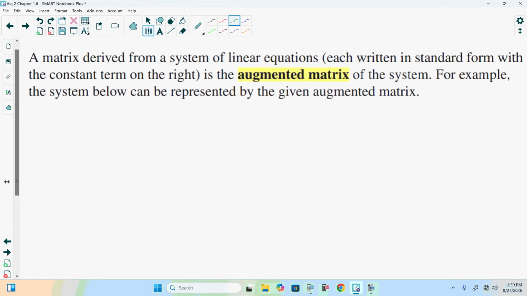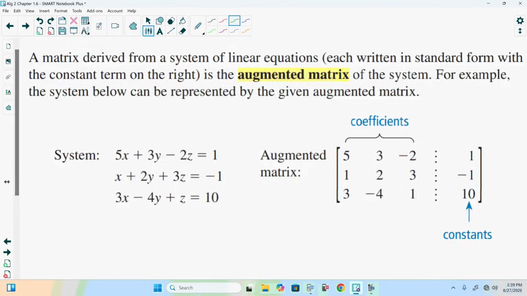A matrix derived from a system of linear equations, each written in standard form, so x, y, z, alphabetical order, with variables on the left, what it's equal to, our constant on the right. And taking those and writing them as a matrix is what we call an augmented matrix. You do not have to write this down.